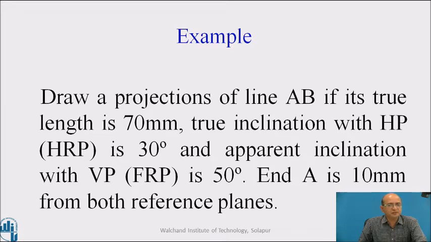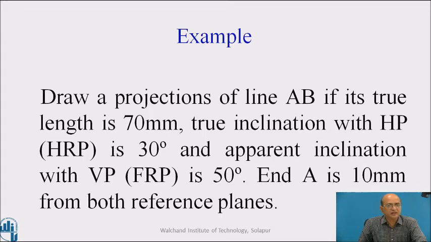HP means horizontal plane, HRP is horizontal reference plane, is 30 degrees, and apparent inclination with VP (FRP) is 50. Here VP is nothing but the vertical plane. It is one and the same as FRP. FRP is frontal reference plane, and another name is vertical plane, is 50 degrees. End A is 10 millimeter from both the reference planes. Means end A of the line AB is 10 millimeter above HRP and 10 millimeter in front of FRP.